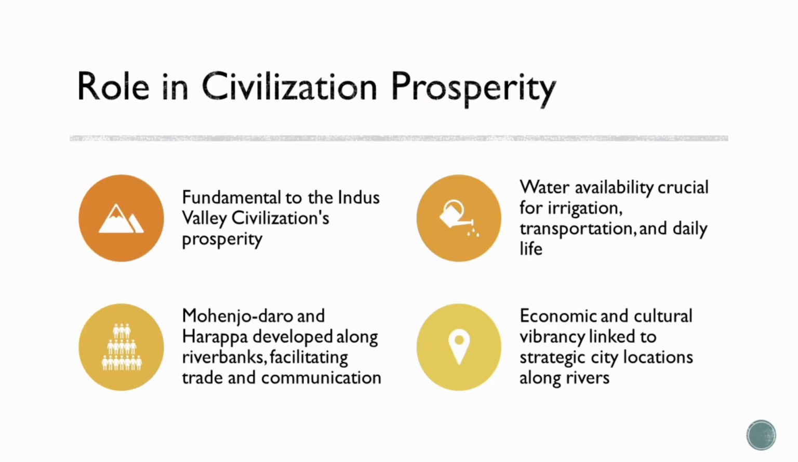The presence of these two river systems was fundamental to the prosperity of the Indus Valley Civilization. The availability of water for irrigation, transportation, and daily life contributed to the development of sophisticated urban centers such as Mohenjo-daro and Harappa. The strategic location of these cities along the river banks facilitated trade and communication, contributing to the economic and cultural vibrancy of the civilization.